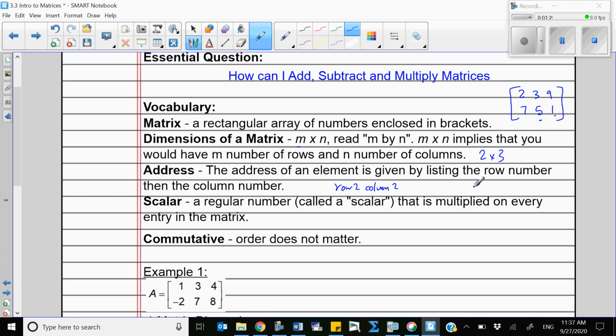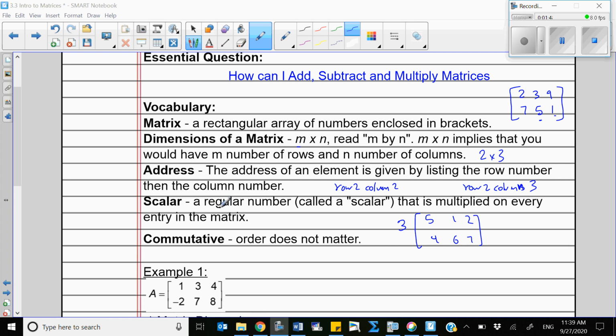Let's talk about the next one, this number 1. This entry is located at row 2 and column 3. So that's the address of this entry.